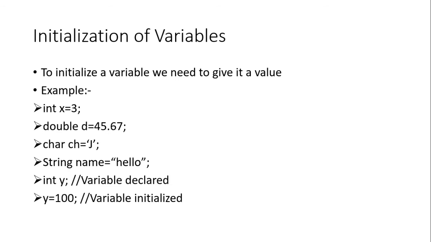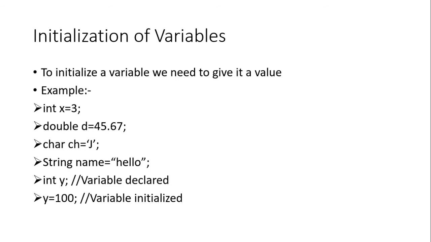Char ch, which should be enclosed in single quotes, and there should be only one letter, digit, or symbol in a char. String should be enclosed in double quotes, and it can be however long. It can be alphabets, digits, symbols, anything.